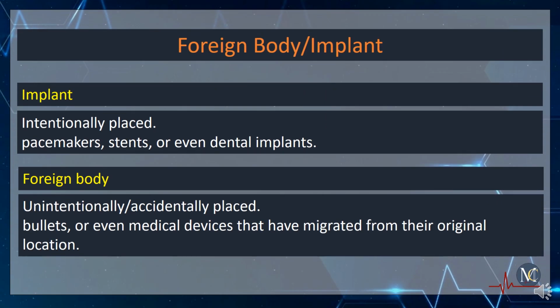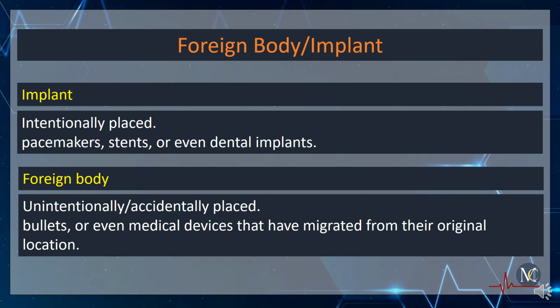In medical coding, an implant refers to any device or substance that is placed inside the body with the intention of remaining there for a prolonged period to support and enhance physiological functions. This can include things like pacemakers, stents, or even dental implants.